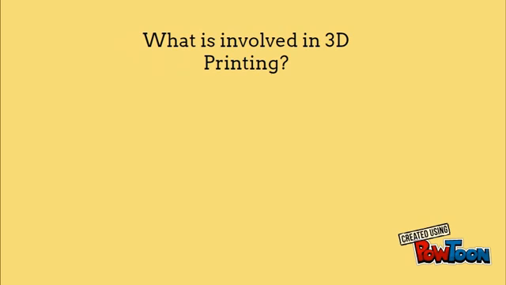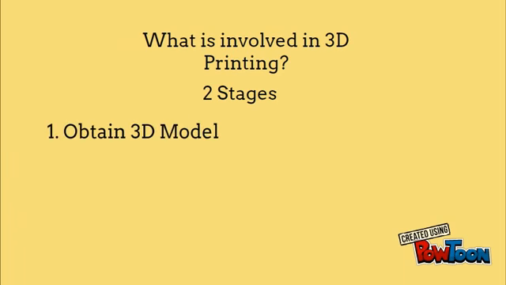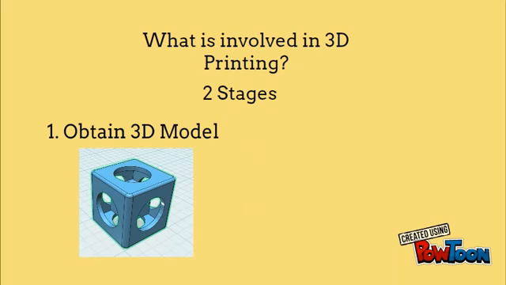So what is involved in 3D printing digital manufacturing? Digital manufacturing is broadly a two-stage process. First, a digital 3D model needs to be sourced or created, and secondly, the model needs to be transferred to a 3D printing device.